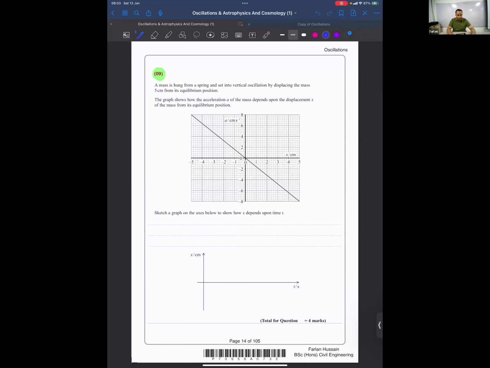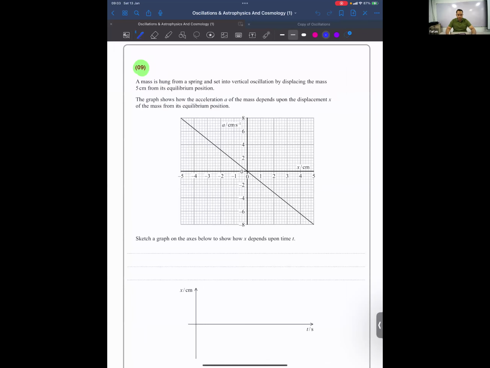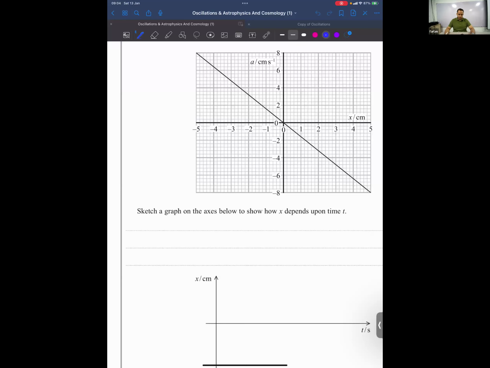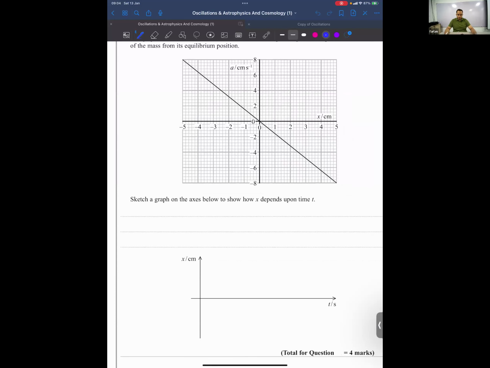The mass is hung from a spring and set into vertical oscillation by displacing the mass 5 centimeters from its equilibrium position. The graph shows how the acceleration of the mass depends upon the displacement of the mass from the equilibrium position. Sketch a graph on the axis below to show how x depends upon the time.